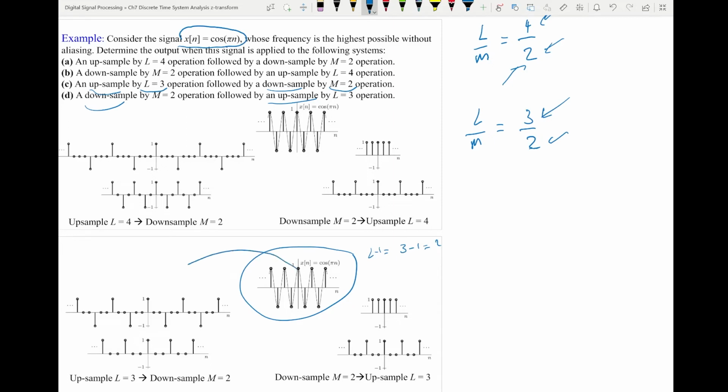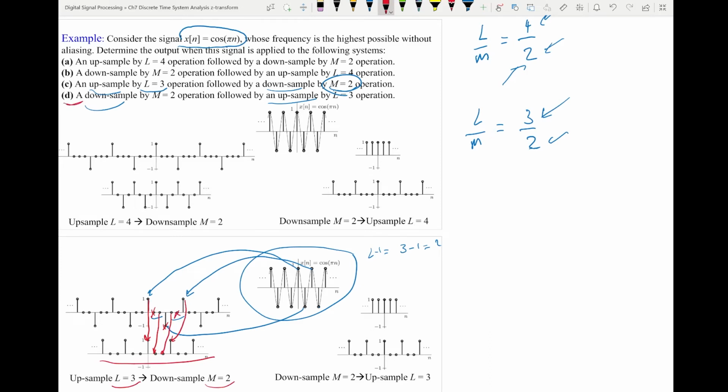So this will be this one, then I put 2 zeros, then this will be this one, 2 zeros, then this will be this one. Then I do downsampling by a factor of 2. So I keep these, I delete these, I keep these, I delete these, I keep these, I delete these, I keep these. And that will be the signal. Upsampling by a factor of 3, downsample by a factor of 2.